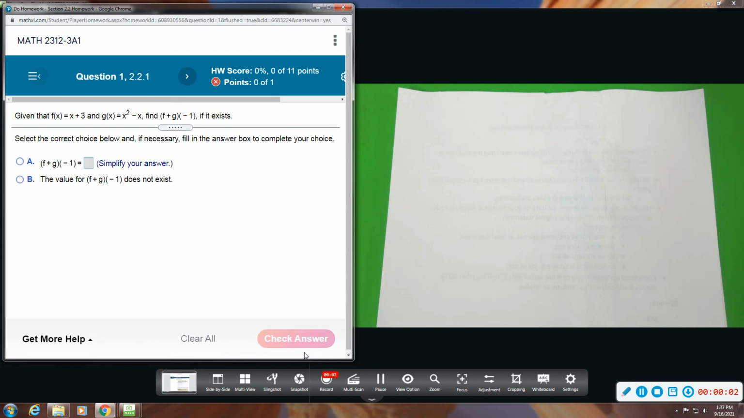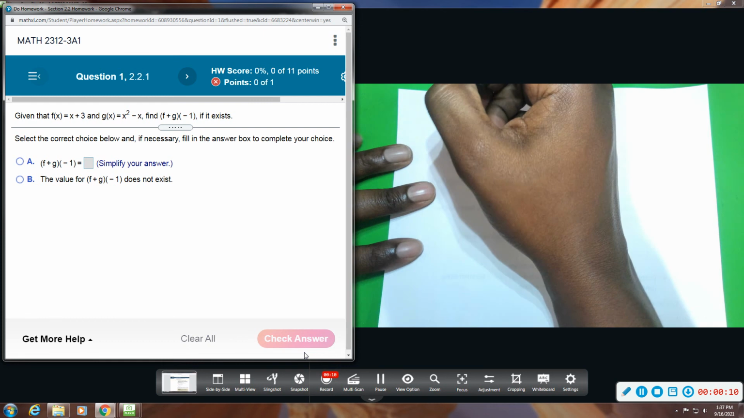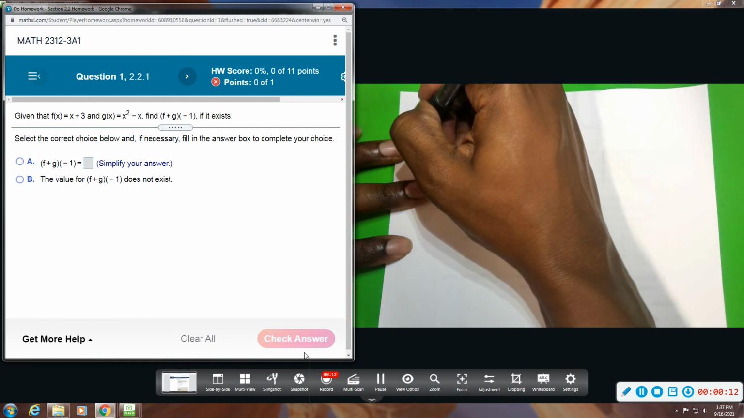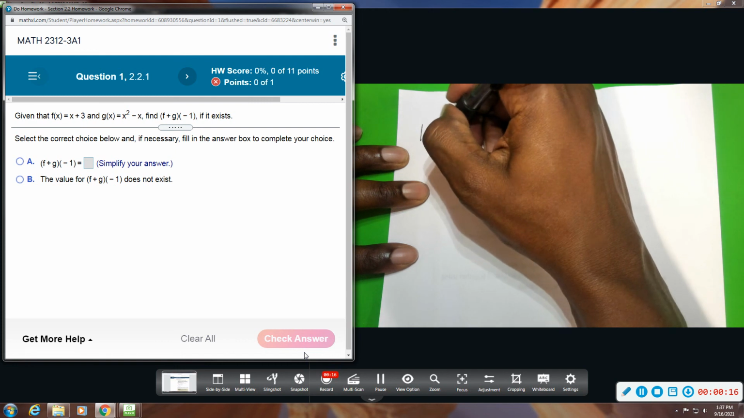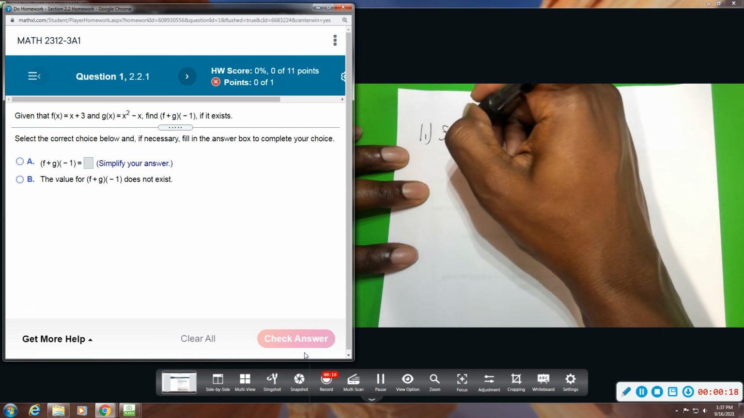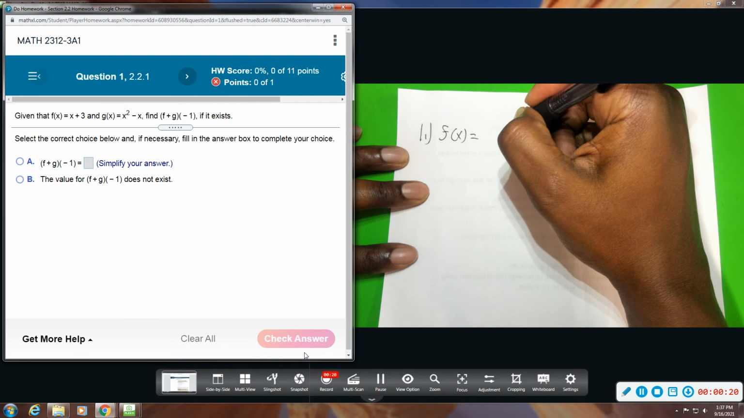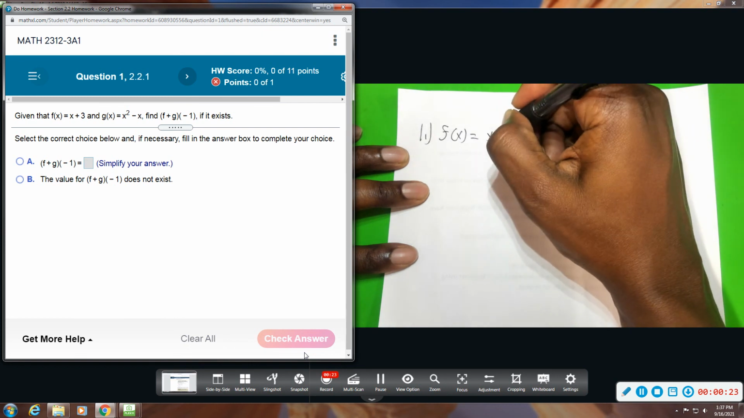All right, so question number one, we want to find f plus g of -1. So I like to refer to these as like a double plug-in. Okay, so they have to give you the equations up above. You can see that f of x is equal to x plus 3.